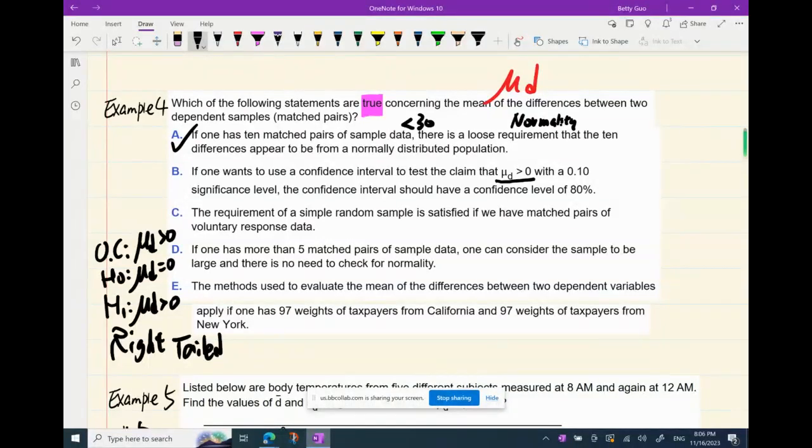Since a right tail test is a one tail test, remember how we find the confidence level? On Tuesday, I stressed many times, it is 1 minus 2 alpha. The significance level is 10%, so we multiply twice 10%. So 1 minus twice 10% is 80%. It is correct.